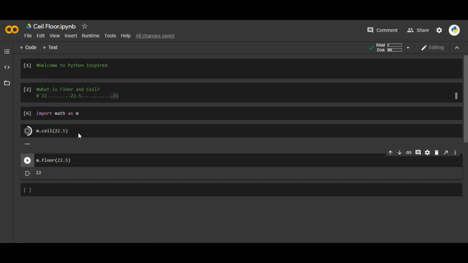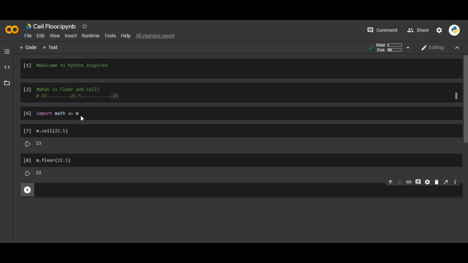You can use any other number as well. So if I write this, this is going to give me 23, and this gives 22. So you can do directly import math, or you can say import math as m, or whatever name that you wish.